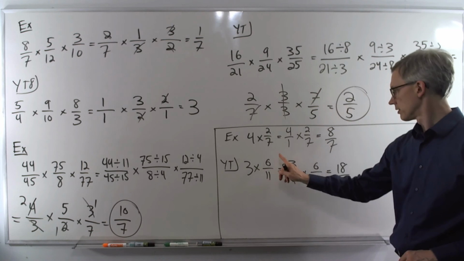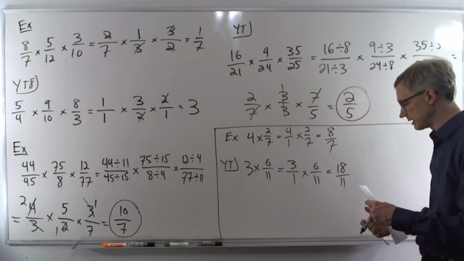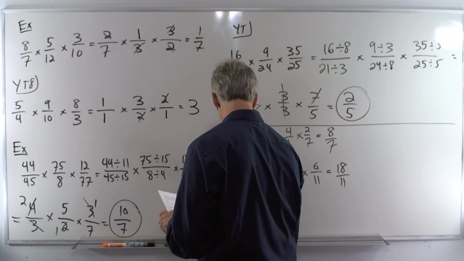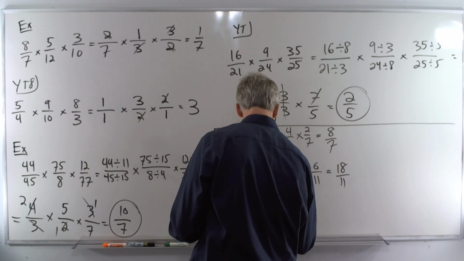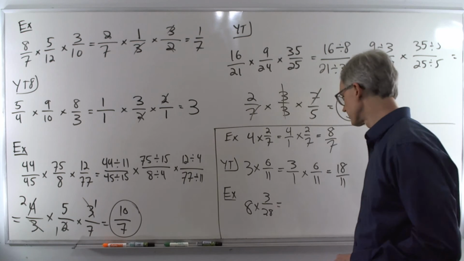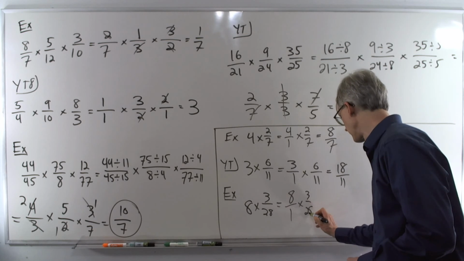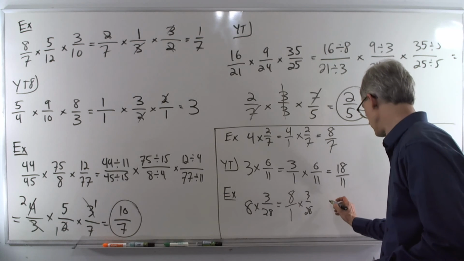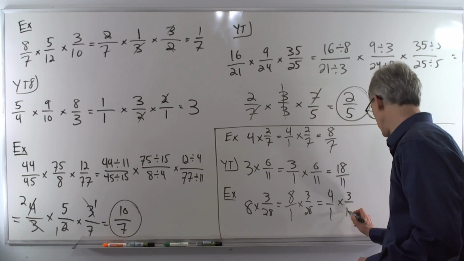All right, so change the whole number to a fraction over 1. Multiply straight across, you get 18 on top, 11 on the bottom. 18 elevenths. Now some of these can be simplified before we start as well, or before we multiply. So we're going to multiply 8 times 3 over 28. All right, 8 over 1. And then we can simplify those by dividing by 2. So it gives us 4 over 1 times 3 over 14.